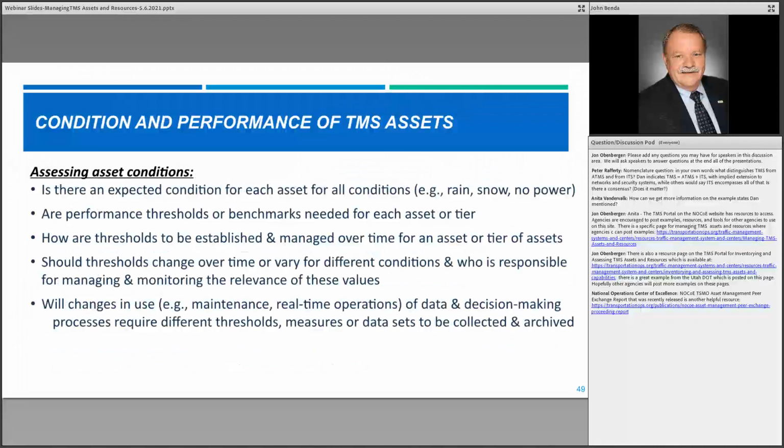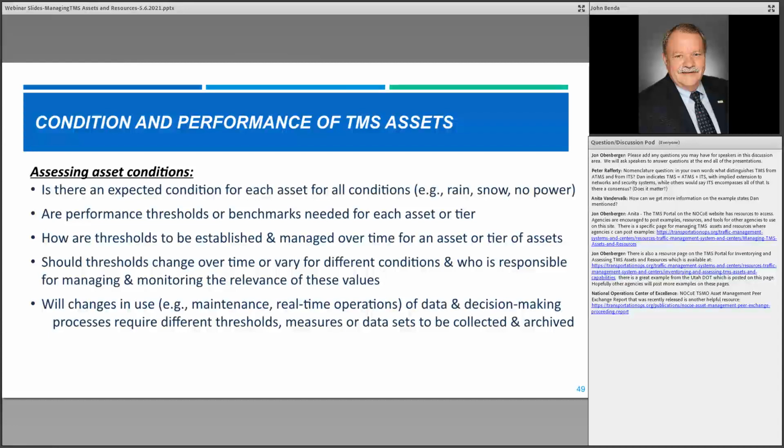So, assessing asset conditions. Is there an expected condition for each asset for all conditions? For example, if there's rain or snow or no power, is the asset still expected to perform? That will then inform you whether you need to have auxiliary power or battery backup. But that's important. You need to set the expectation of what is expected from the asset so that you know what you can report and measure.